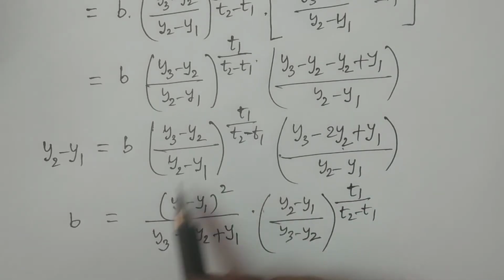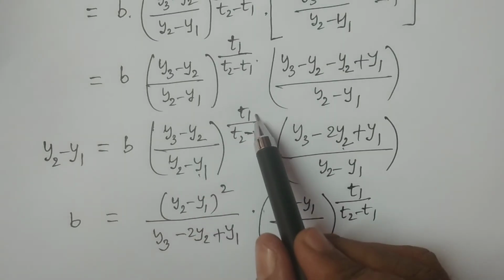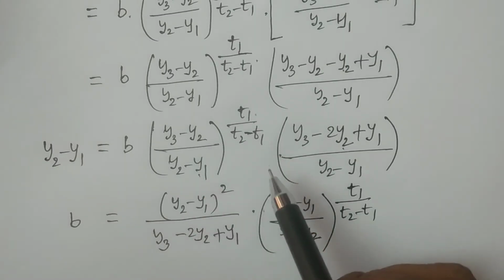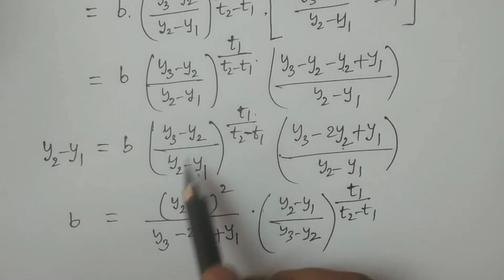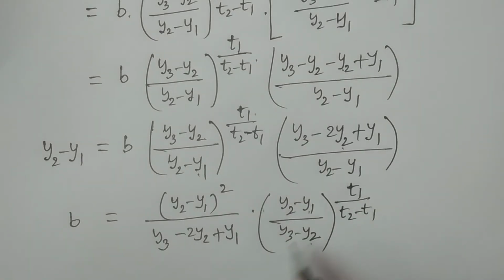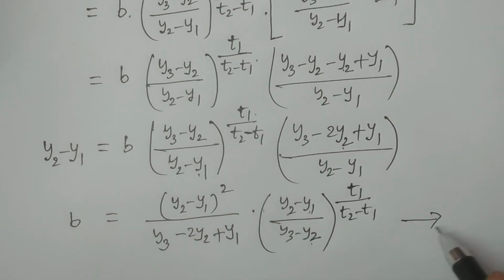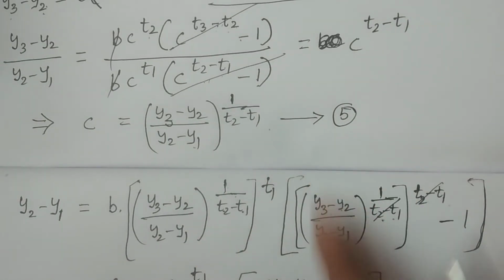Do you understand? This is y3 minus y2 divided by y2 minus y1 whole power t1 by t2 minus t1. This becomes, if you take it to the left hand side, y2 minus y1 by y3 minus y2 whole power t1 by t2 minus t1. So therefore, this is the value of b. I am considering this as equation 6. This is the value of b. Already we have calculated the value of c. This is the value of c, and this is the value of b.